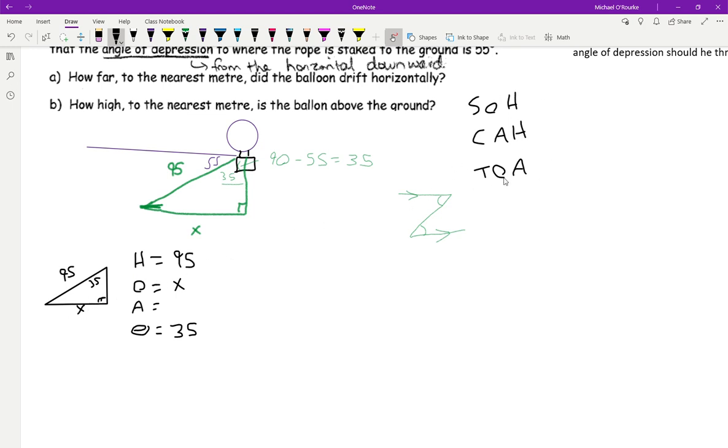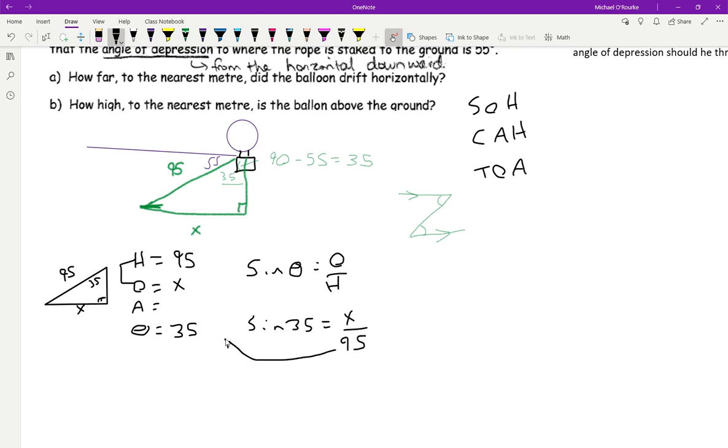So what am I going to use? SOH, CAH, or TOA? I have these two here. I'm using SOH, CAH, or TOA. SOH. Thank you, Paris. So sine theta equals opposite over hypotenuse. Then I plug everything in. Sine 35 equals x over 95.